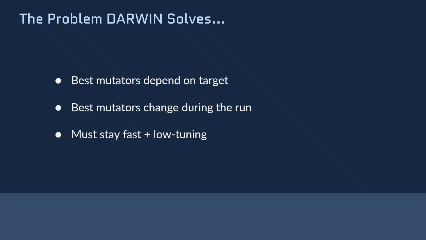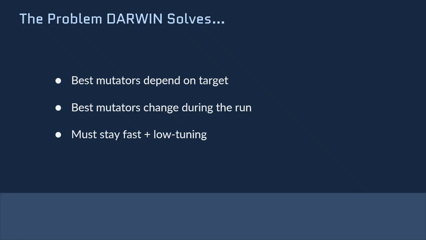So what problem does Darwin actually solve? These 3 points are the whole motivation behind this paper and the Darwin fuzzing process in general. First off, the best mutators depend on the target program itself. Different programs have different structures, different fragility, and different input constraints. So a mutator that works great in one target might be completely useless and inefficient for a different target.